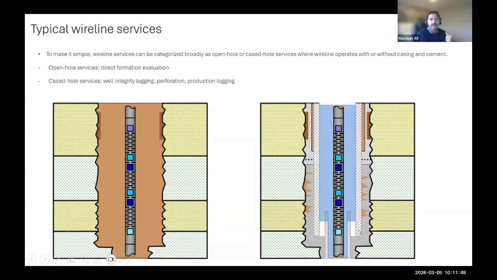Cased hole services actually happen when the casing is already in place, the well is producing or about to produce, right? Why we do cased hole services? To make sure that the well integrity is good. So they do well integrity logging. So they do cement bond logging. They do perforation. So perforations are making the holes over there so that oil can flow, and also production logging. So production logging is essentially to figure out how much each zone is producing, how much water, how much oil, and that is very important for the production engineers.